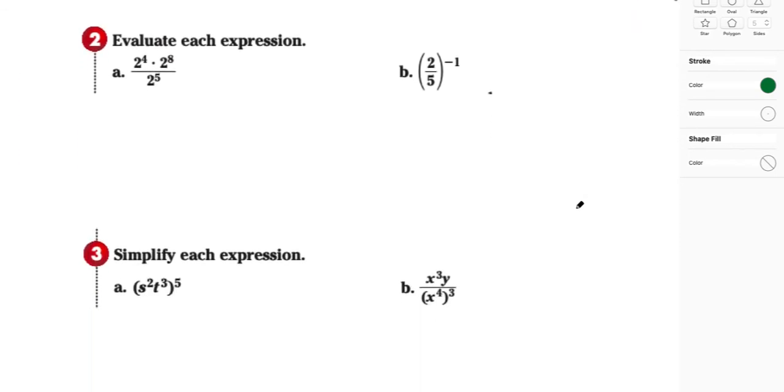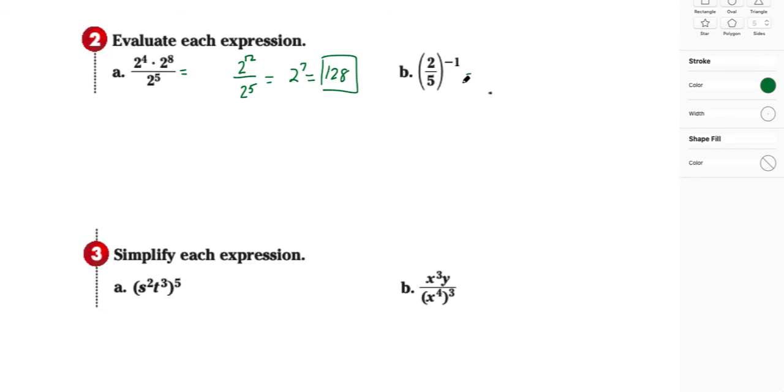So let's go ahead and look at this next one. Evaluate each expression. So these are kind of fun. It's us putting some of the laws together. This is the addition of the exponents when you have the same base. So at the top we can get 2 to the 12th power over 2 to the 5th. And then we know that we have to subtract the exponents when we're dividing two numbers with the same base, and we end up with 2 to the 7th. And of course we can calculate that value: 2 to the 5th is 32, 64, 128, I believe is right.